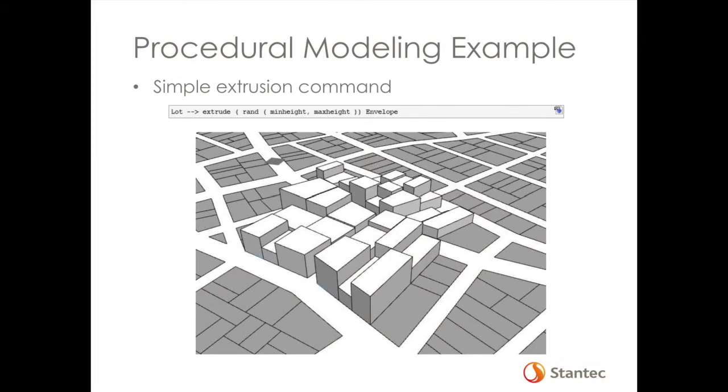I'm not going to get into much about the programming side of it, just give a bit of an idea of what you can do with it. This is a simple extrusion command. In the background you can see this is just a parcel data set. So the rule is basically going to take the lot, it knows it's a lot, and it's going to extrude it. It's going to randomly put building heights in from a minimum height to a maximum height that you can specify as part of a rule, and it's going to create a building envelope.